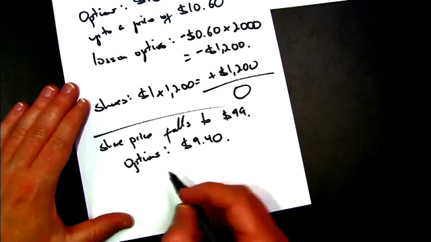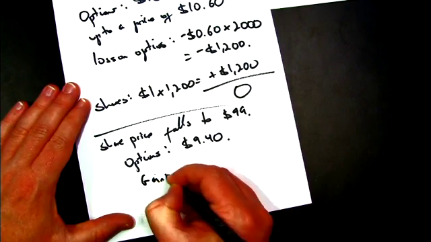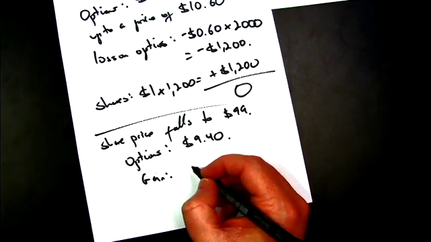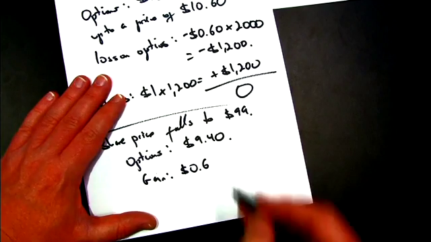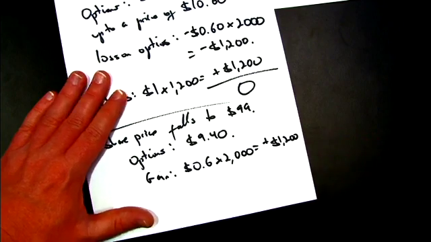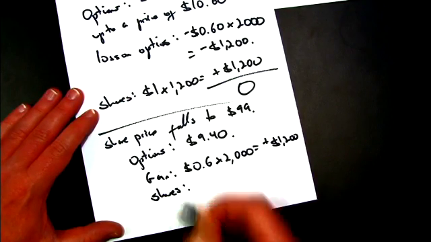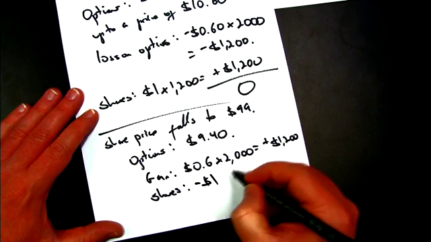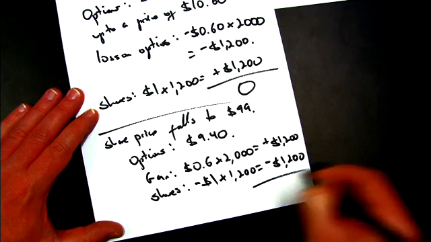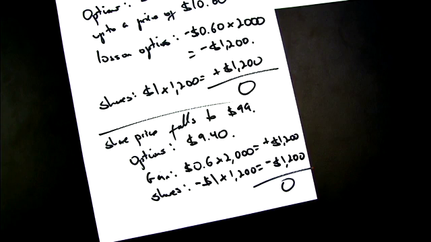So now on my options, well, I've actually made a gain. I received $10 at the beginning per option. To get rid of it, I'd have to pay someone $9.40. So I've made a gain of 60 cents per option. I own 2,000 of them, so I'm $1,200 better off. But my shares, well, I've lost $1 per share. I owned 1,200 of them, so I lose 1,200. Net change of 0.